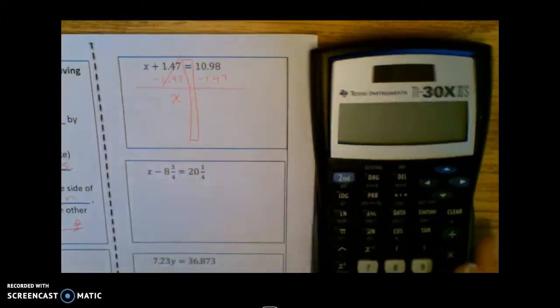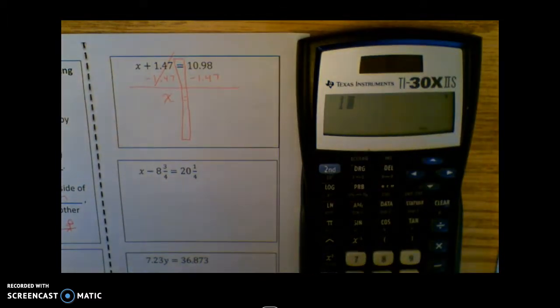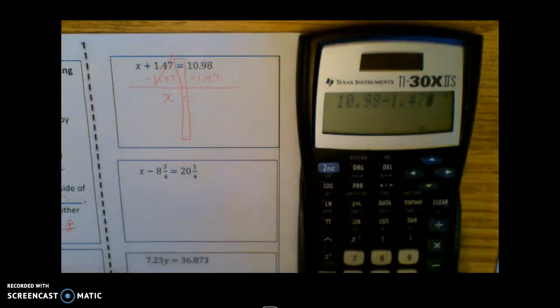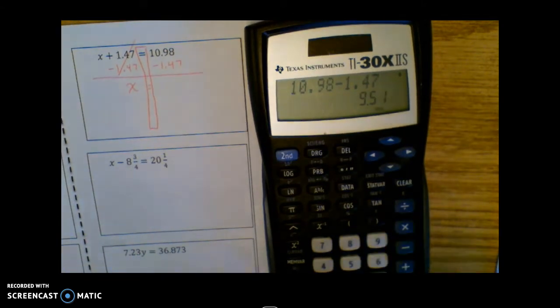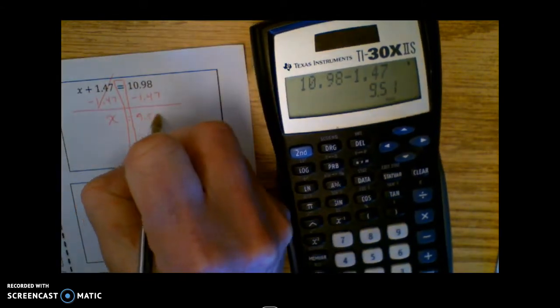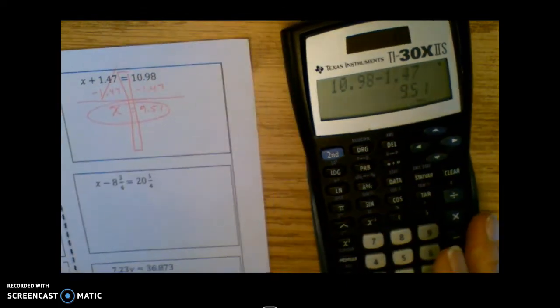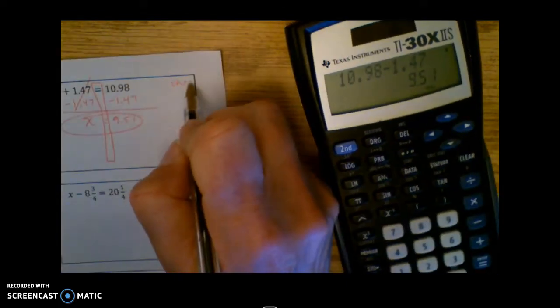You can do these by hand, or you can get your calculator and put in 10.98 minus 1.47 like I'm going to. I don't want to make any mistakes with my borrowing or anything. So it looks like we have the answer of 9.51. Okay, and that sounds like a good answer, but let's verify by doing our check.